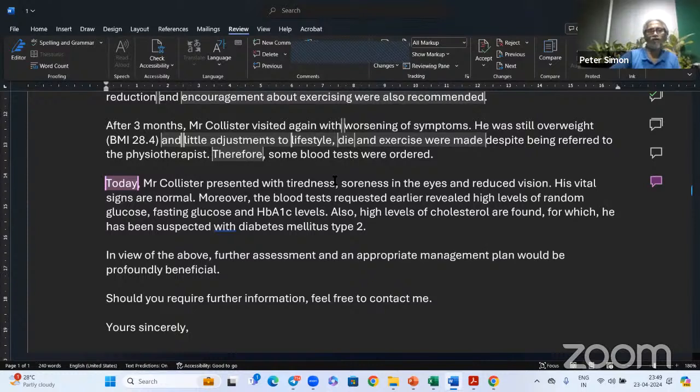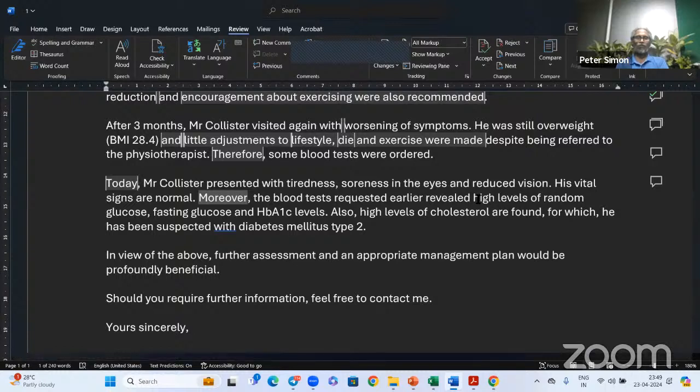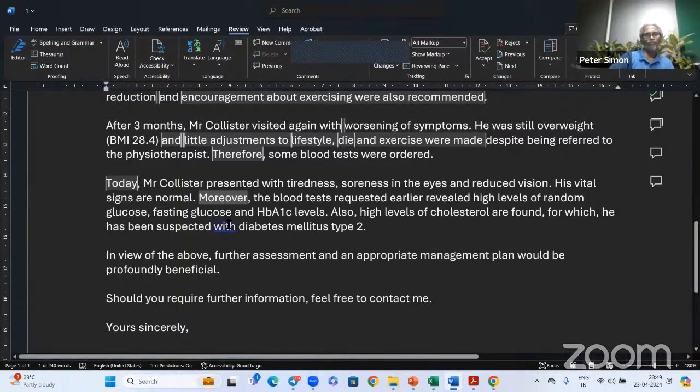Moreover, can you use this word moreover? A blood test requested earlier revealed high levels of random glucose, fasting glucose, and HbA1c levels. Okay.